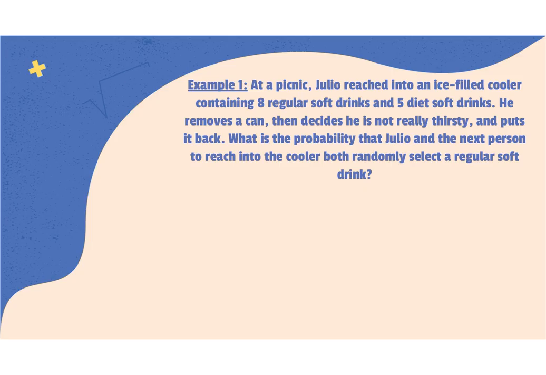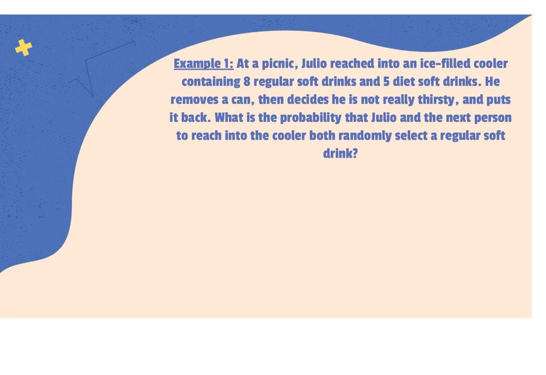So, at a picnic, Julio reaches into an ice-filled cooler containing 8 regular soft drinks and 5 diet soft drinks, removes a can, decides they're not thirsty, and puts it back. What's the probability that Julio and the next person reach into the cooler and both get a regular soft drink? So the probability of Julio getting a regular soft drink is going to be 8 out of 13. 8 regular soft drinks and 5 diet soft drinks makes 13 drinks.